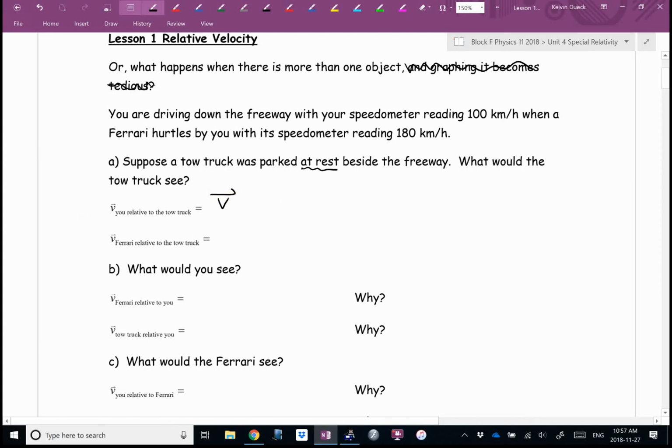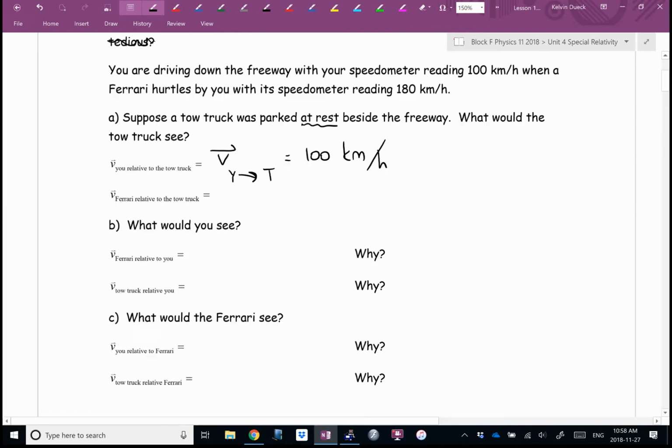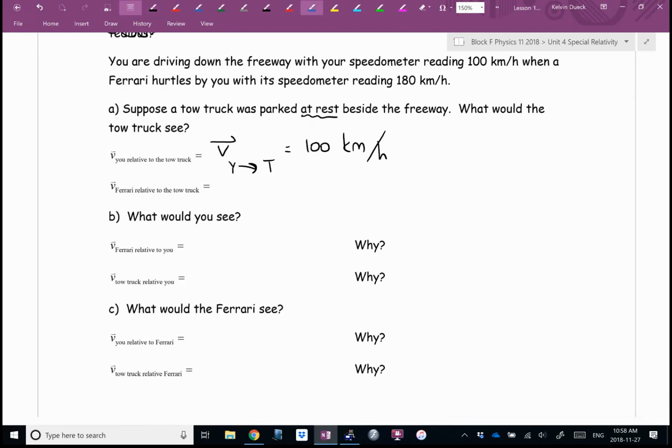V, and it is velocity. Direction's going to matter here. V you relative to the tow truck is 100 kilometers per hour. So we'll do the first person relative to the second object, and we'll show is relative to with an arrow. Is that okay? So if I wanted to write V Ferrari relative to the tow truck, it will see the Ferrari traveling at 180 kilometers per hour, because the tow truck, as far as it's concerned, is at rest.